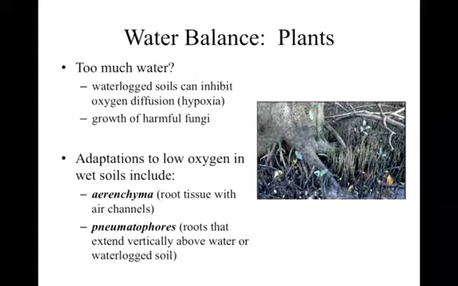All right. It's a little less common than having too little water, but plants can also have too much water. And waterlogged soils can be a problem because, first of all, they can inhibit oxygen diffusion, leading to hypoxia. I think we talked about hypoxia a few lessons back in the context of aquatic systems. Basically, the plants need to get oxygen, and if they can't, then they die.